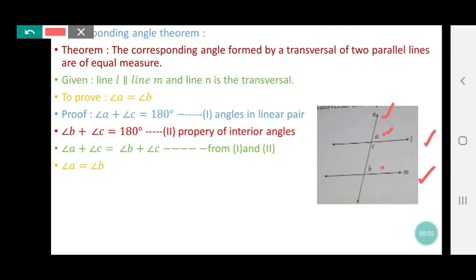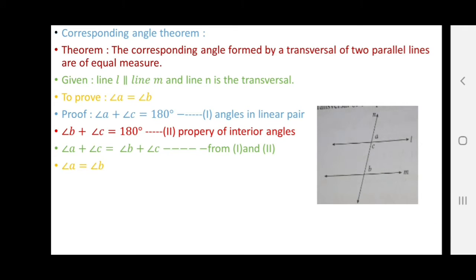Now if I have to add these two, what do I get? They are forming a linear pair. So angle A plus angle C will be equal to 180 degrees. The reason you have to write is angles in linear pair. Okay, now this is the first part. This equation we will consider as equation number 1.